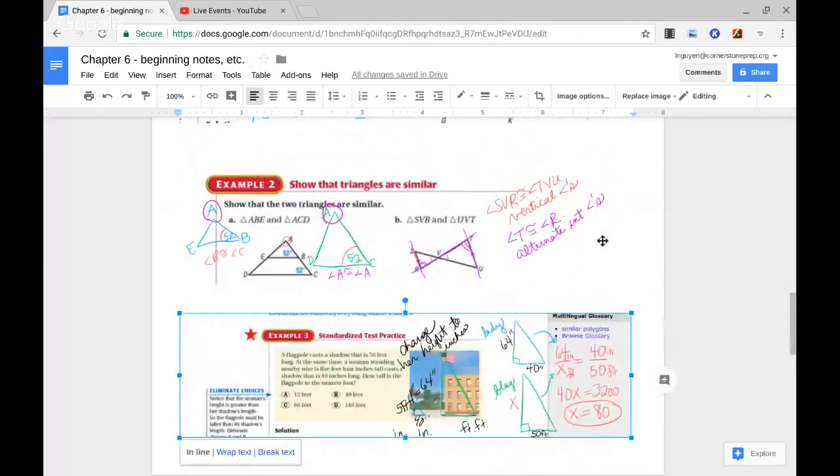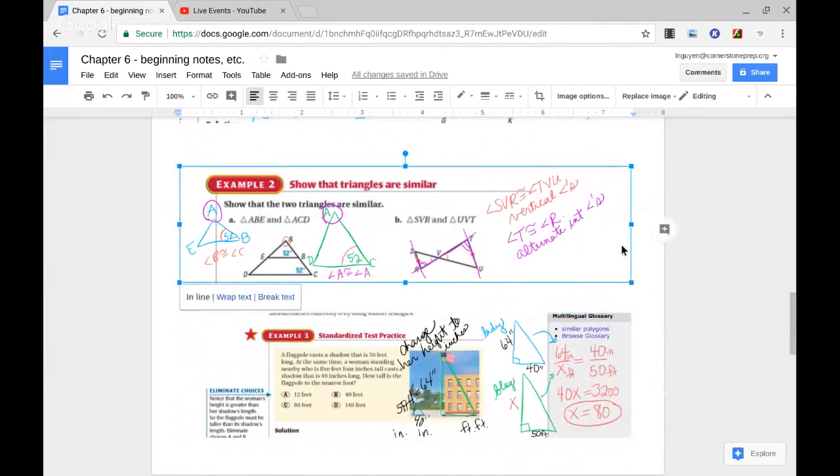The next part B there, it wants to know if triangle SVR and UVT are similar. First off, it makes an X in the middle, so that's vertical angles, what I have marked in red. And then the pinkish purple, you have parallel lines and a transversal. That means the angle T and angle R are alternate interior angles, which have to be congruent. So two sets of congruent angles, those two triangles are similar by the reason AA. All right, that is AA, angle similarity.